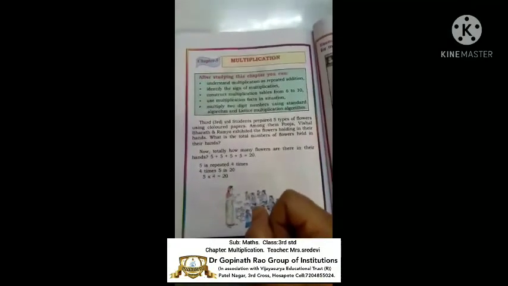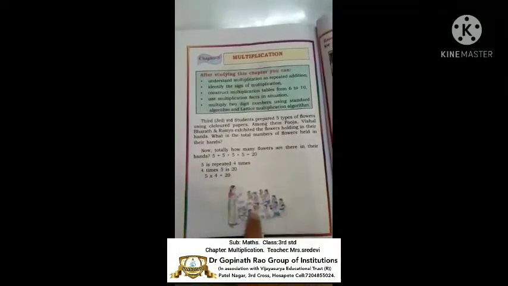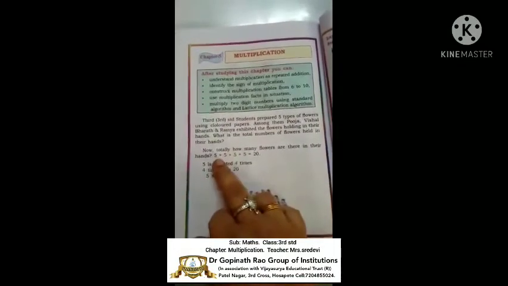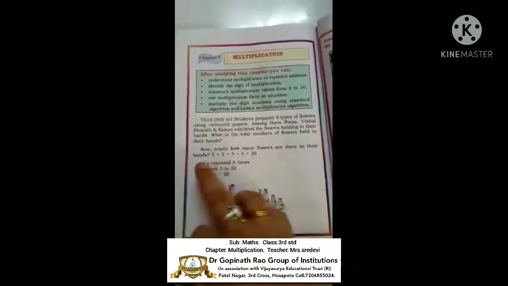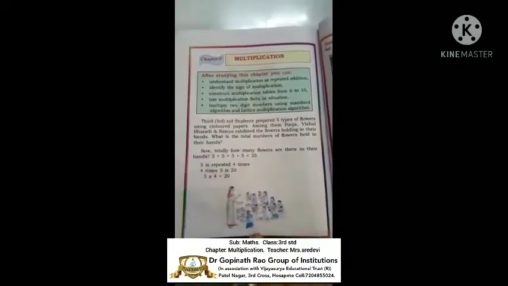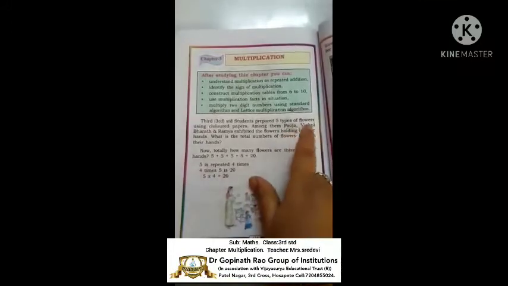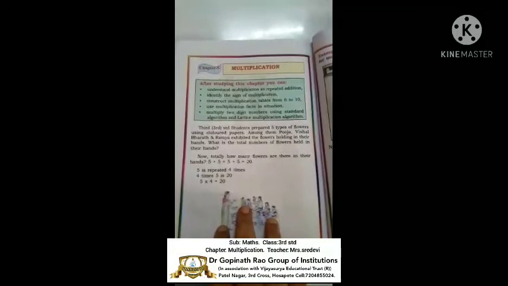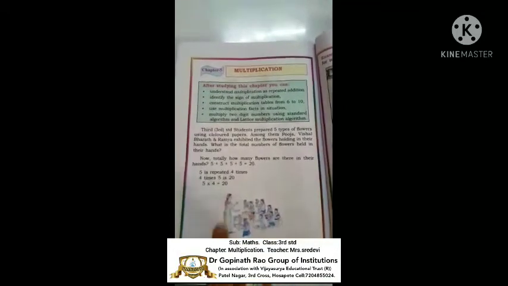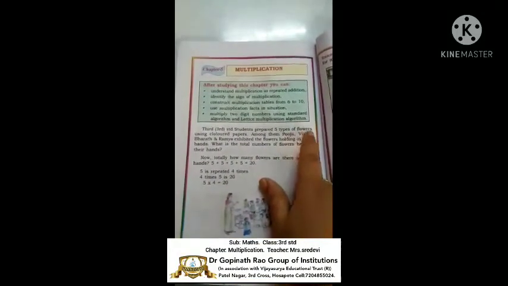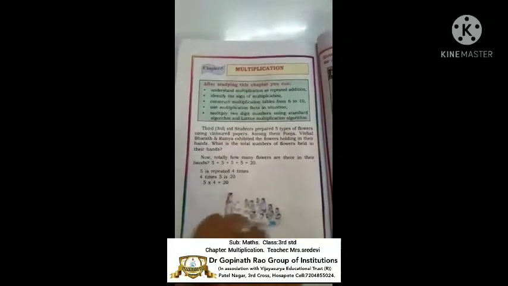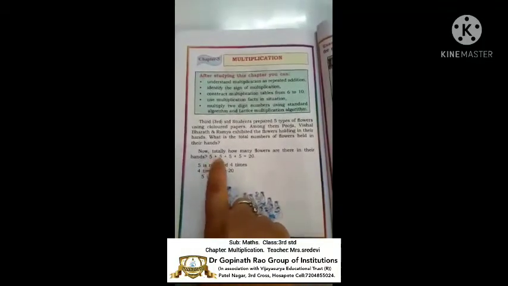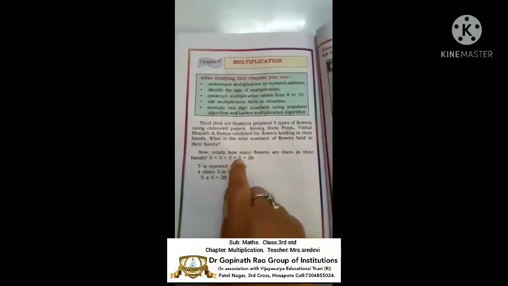What is the total number of flowers held in their hands? We have to calculate how many total number of flowers are held in the hands. So there are how many children? Here Pooja 1, 2, 3, 4. So 5 children, among them 4 children. 4 children, they are holding 5 flowers each. See here, Pooja 5, Vishal 5, Bharat 5 and Ramya 5.